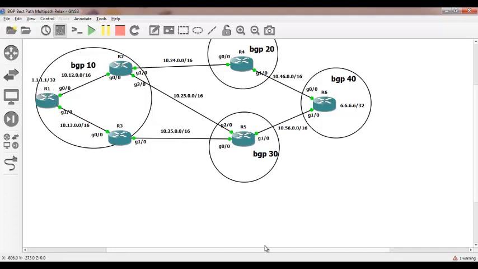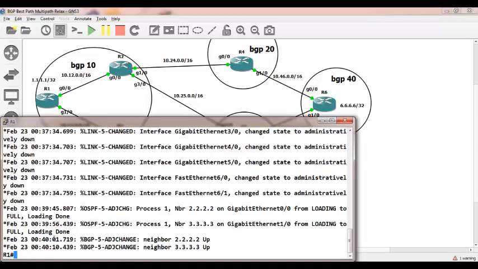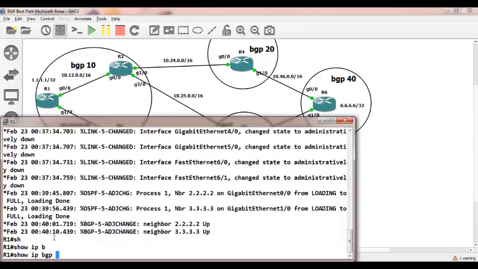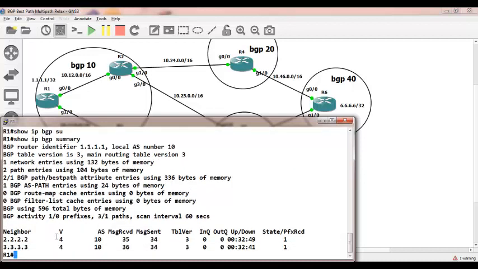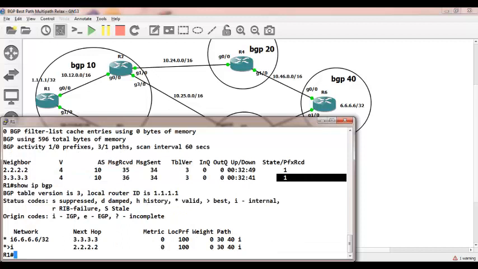Show IP BGP summary. I have two neighbors. From both the neighbors I learned the prefix. And what is that prefix? I know it is 6.6.6.6. And now it says, listen, I learned from router 3. Router 3 says it learned from router 5, which is in autonomous system 30.